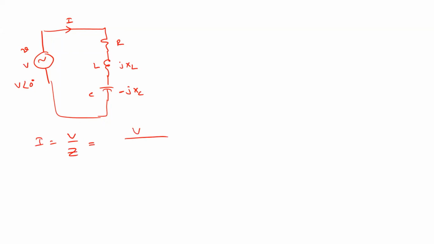So what is Z here? R plus J into XL minus XC. Right? So we can say this circuit is resistive, or predominantly inductive, or predominantly capacitive. This is a combination of L and C, right?